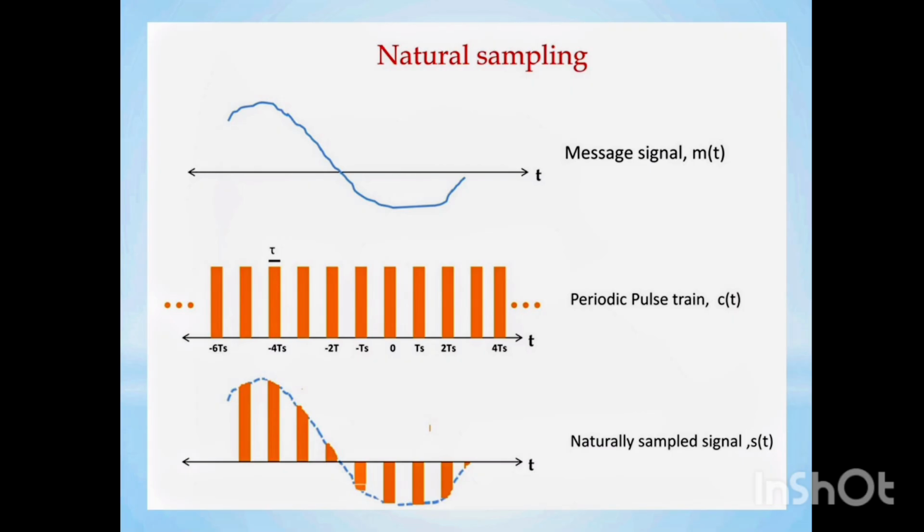In this, the analog signal will get multiplied with the periodic pulse train c(t) as shown in the figure. You will get the output. This circuitry is very similar to a switch circuitry, meaning this signal will be passed through a switch, which will have on and off times like this periodic pulse train, and you will get the output as shown in the figure. So we will see the natural sampling in the practical session also.